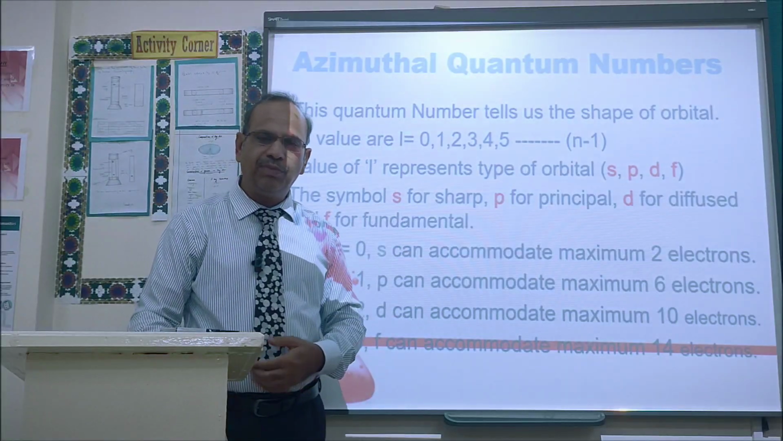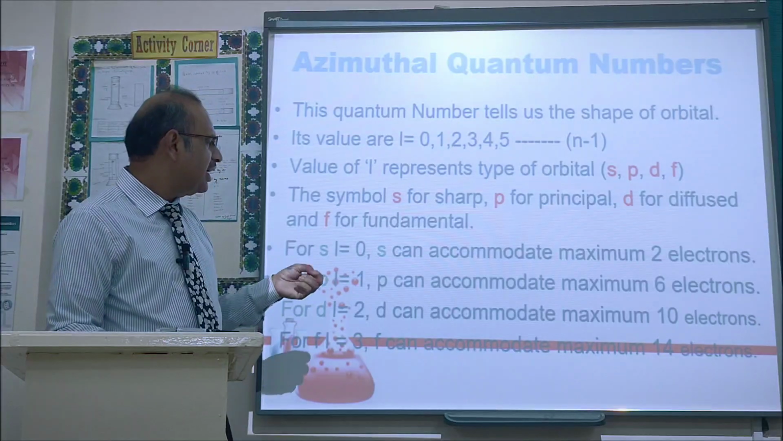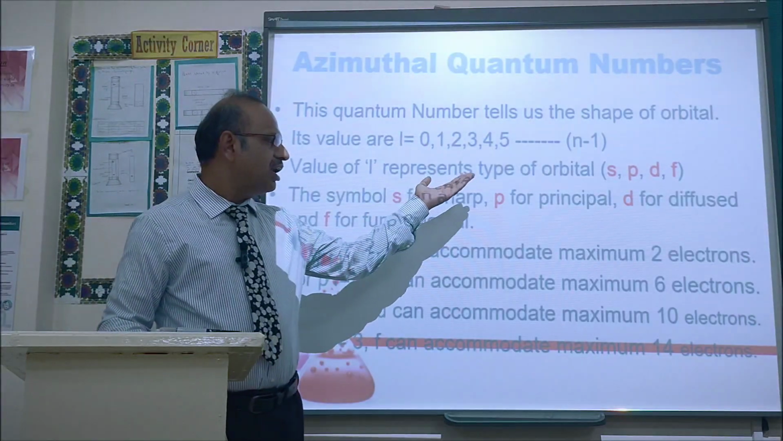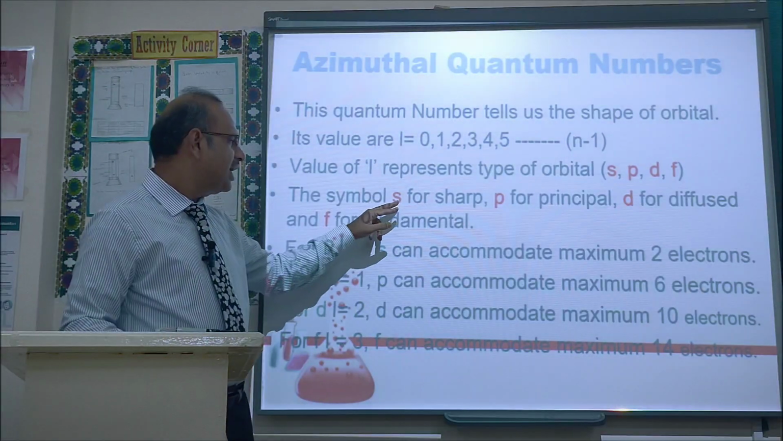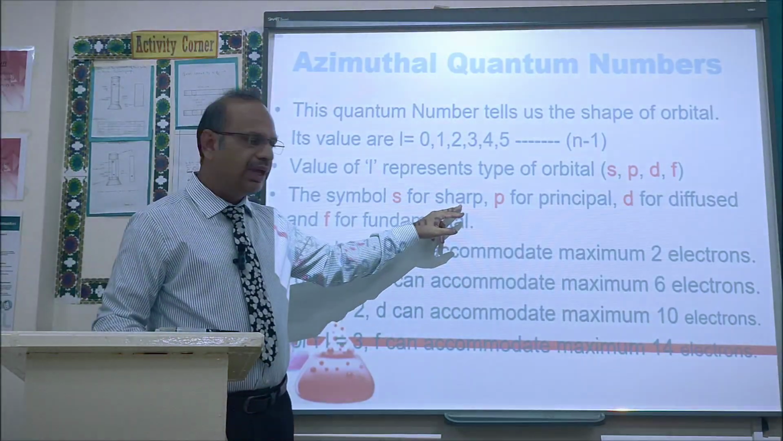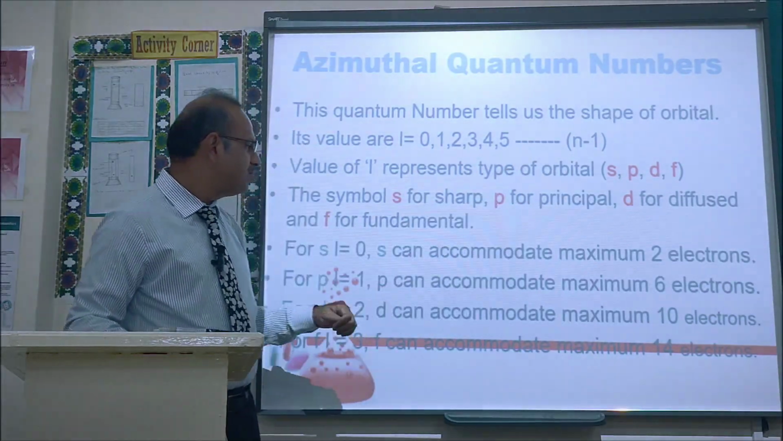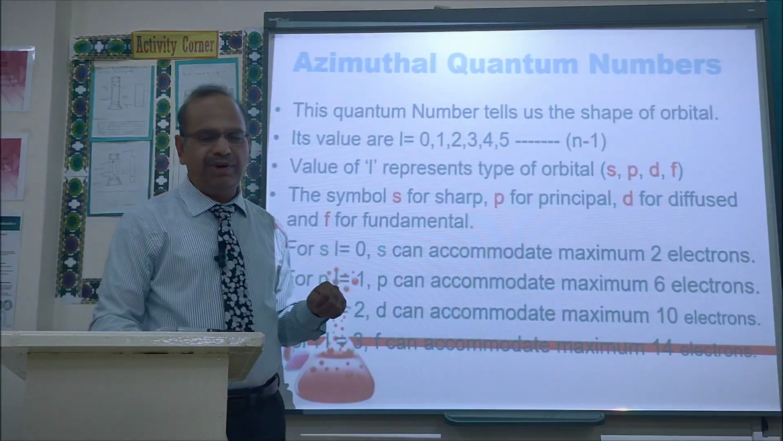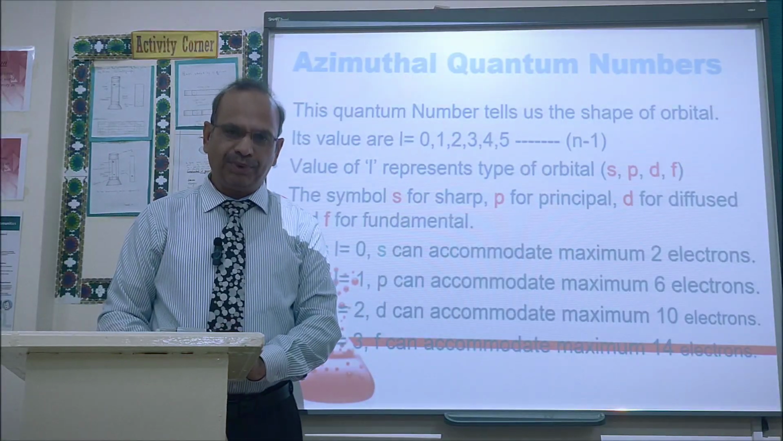The azimuthal quantum number gives us the idea about the orbitals. And here there are four types of orbitals. s is for sharp, p for principal, d for diffuse, and f for fundamental. Anyhow, these are the four atomic orbitals.